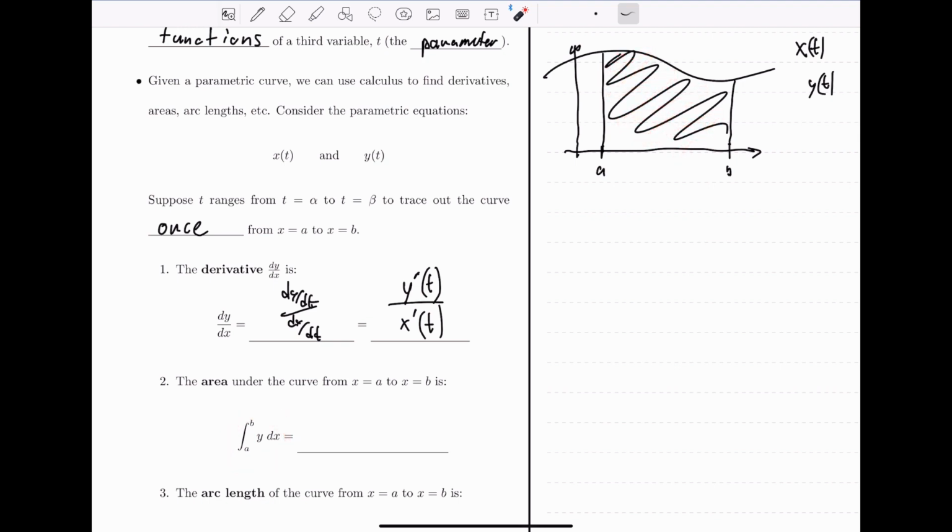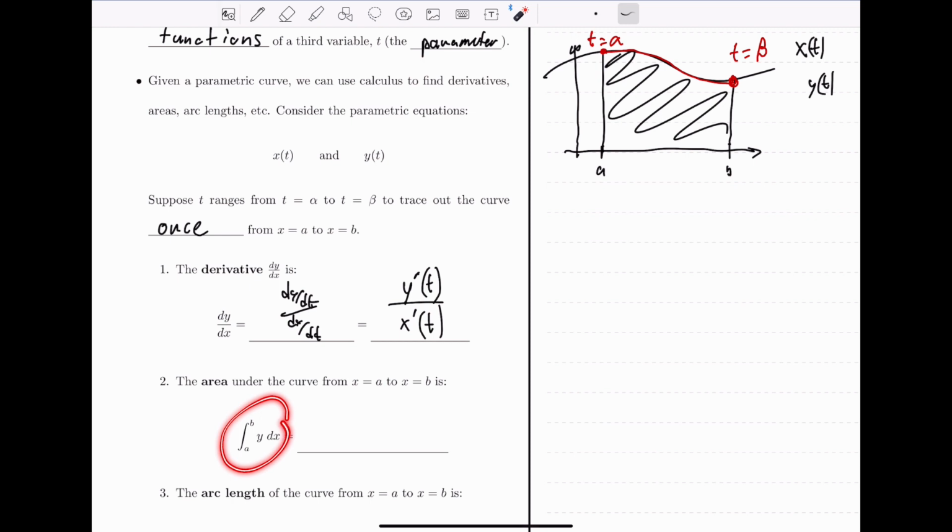But we want to express this in terms of our parametric equations. So we're imagining that the parameter t ranges from alpha to beta to sketch out this curve once. So to get this portion of the curve, the parameter t starts at alpha and then it ends at beta. And it's important that we're only sketching out the curve once. We saw some examples of the circle in particular where the curve continued to be sketched out as we varied the parameter, but we only want one tracing out of this curve from alpha to beta.